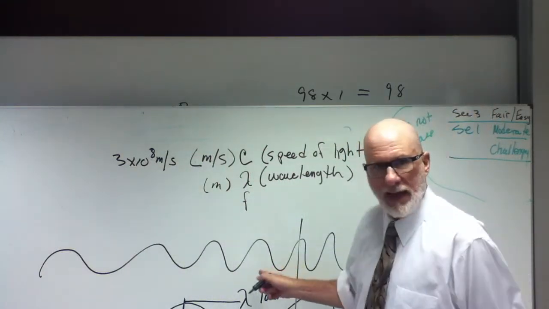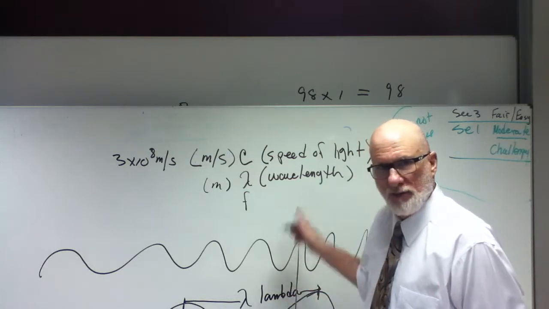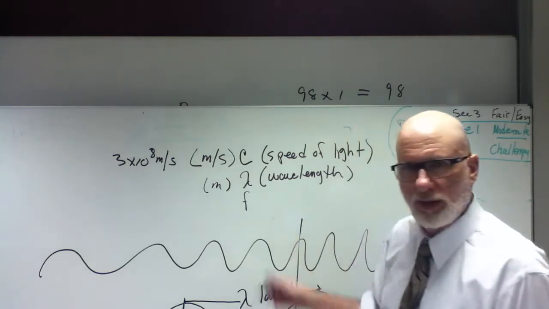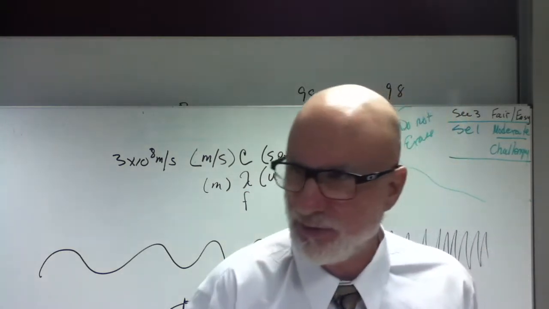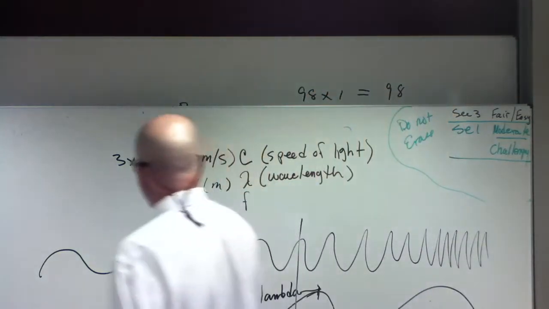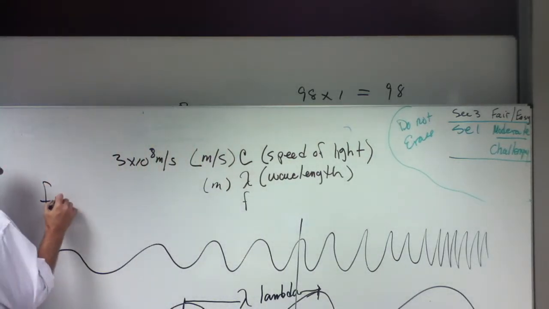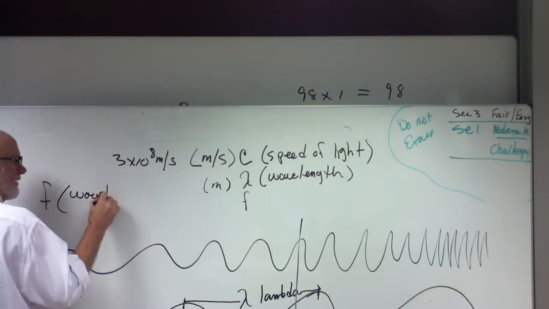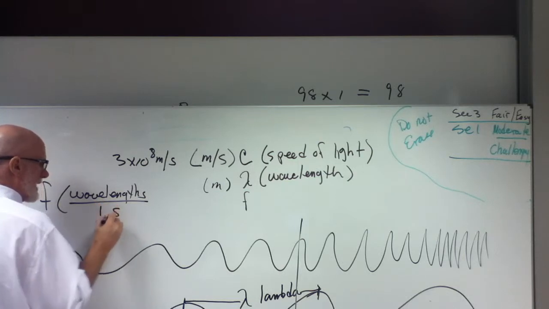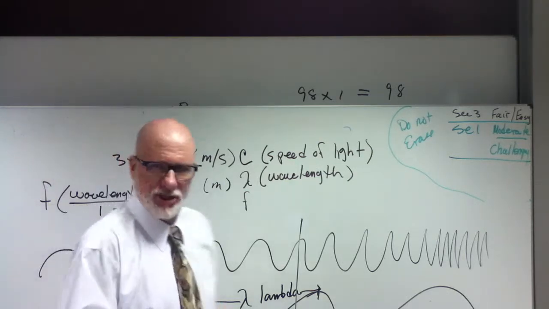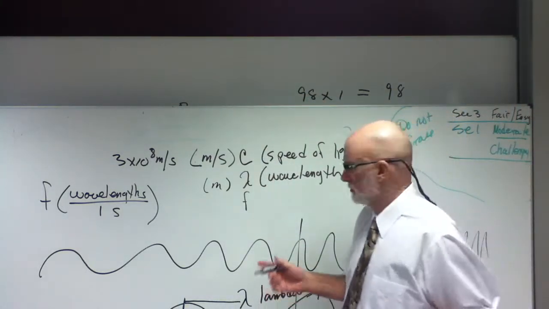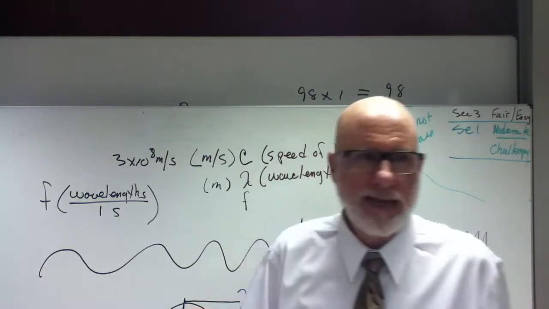How many of these wavelengths are going past us? Right? That's 1, 2, 3, 4, 5. Those are how many wavelengths, right, per second? So, in other words, you would say the frequency would be wavelength per 1 second. Would that make sense to you? Yes or no? Yes. I mean, that's what it is.